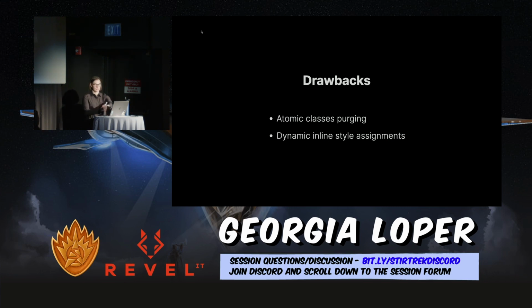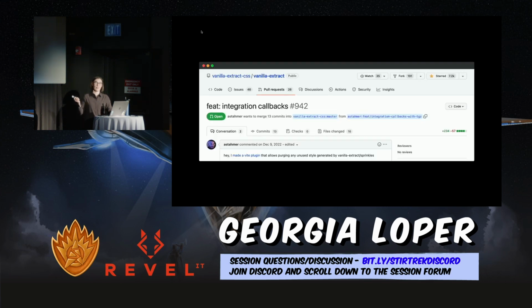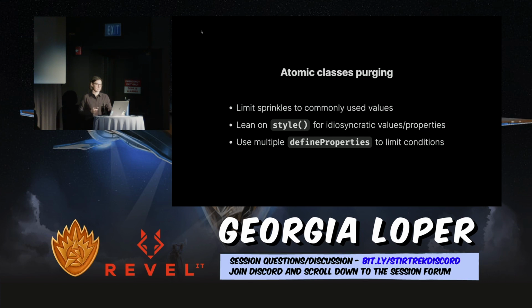It's not all roses. We do have some drawbacks. There is no way to purge all of those classes that we're generating, which is something you might be familiar with if you use Tailwind. They have a purge plugin that will remove any classes that aren't used on that page. There is a PR open against vanilla-extract right now to add that ability to their Vite plugin. Hopefully we can see that get merged soon and also offered on all their other plugins.